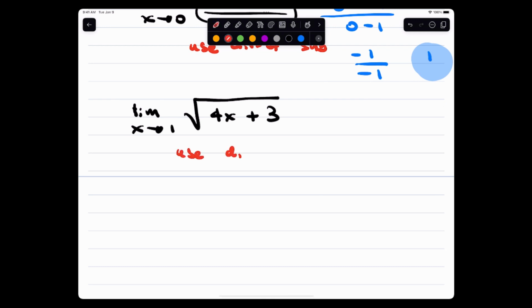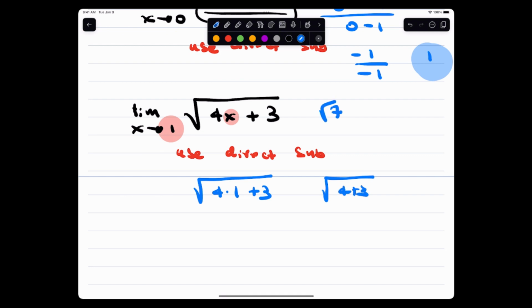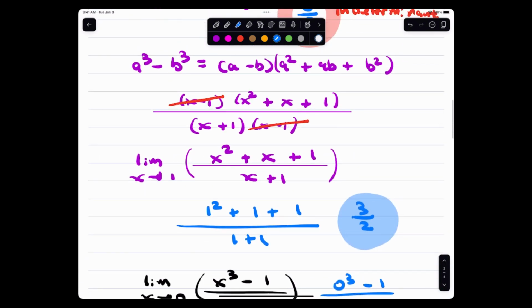Because what's really going on is that these functions are nice and continuous in some cases at that location. So when I directly sub 1 in for x, what happens? Square root of 4 times 1 plus 3 gives you square root of what? 7. Okay, so this function's nice and continuous at x is 1, just so you guys know. That's why you can use direct sub. So that's really what's going on, the nitty-gritty of it.